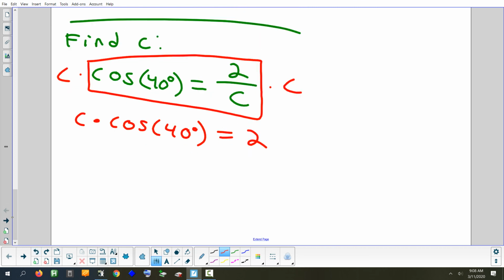Now, how would you get c by itself? What would you divide by? C. Well, if you divide by c, you're going to put it right back the way it was. Then you're just going to have cosine 40 equals 2 divided by c. Like, what if it was x times 5 equals 10? How are you going to get x by itself there? That's a times 5.